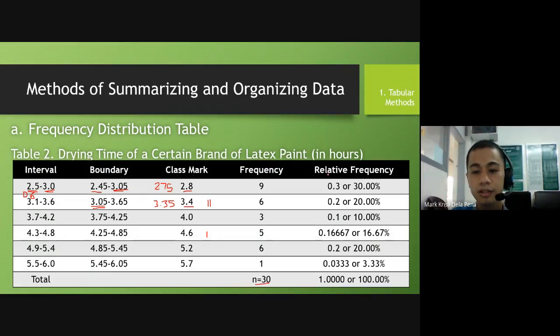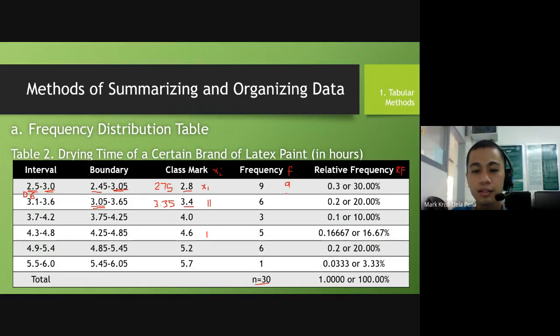Then the next step is to calculate the relative frequency. The relative frequency is equal to the frequency of that interval divided by the sample size. So for the first class interval, this is your small letter f, then this is your small x sub 1, then your boundaries intervals, then this is your RF, so relative frequency.